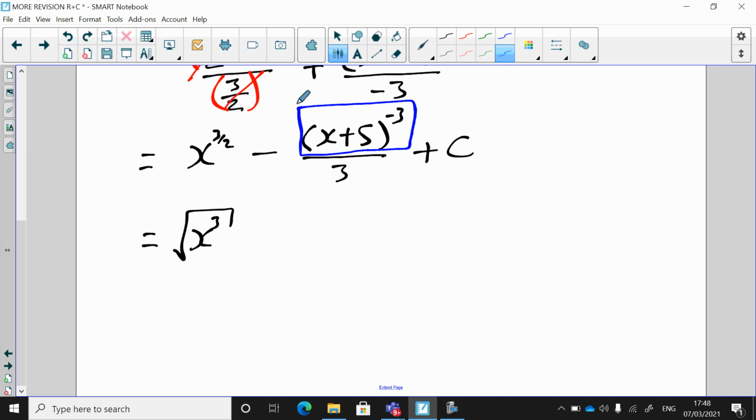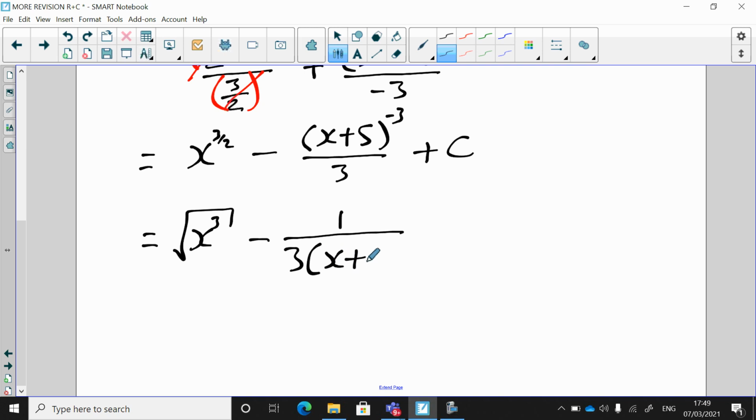this part downstairs because it's got a negative index or power, whatever you want to call it. Take it downstairs next to the 3. I think I'll keep that as negative. We'll just leave a 1 up there because I'm bringing the entire thing downstairs. We have 3 there, and that's going to be x plus 5, and change the sign of the index of the power.